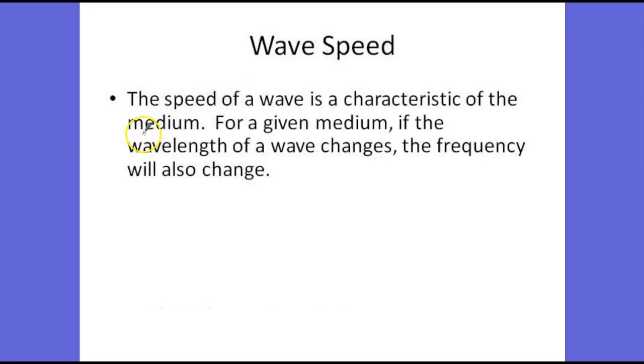Wave speed is a characteristic of the medium and only the medium. It is not a characteristic of the frequency. So for a given medium, if the wavelength of a wave changes for some reason, the frequency would also change to keep the speed the same.